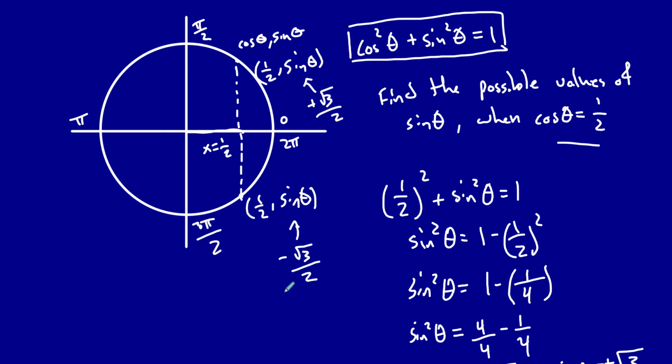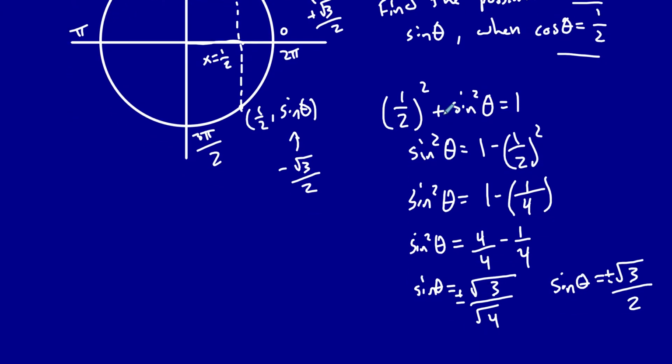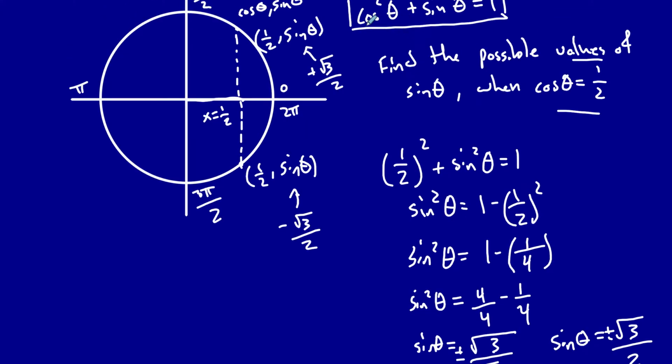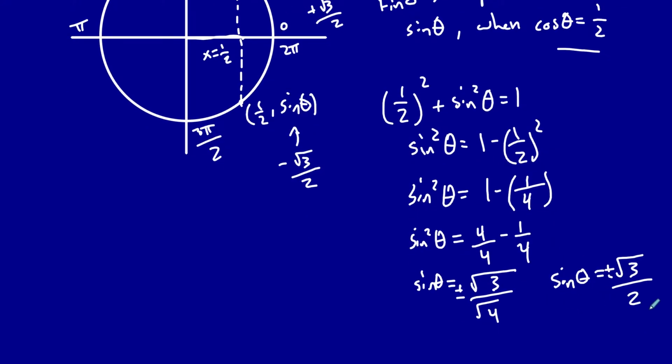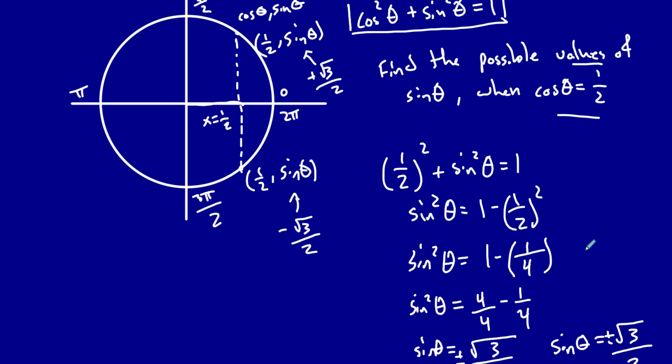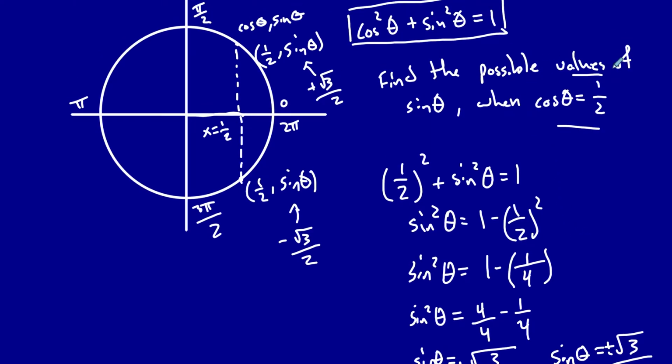So this is really telling us that we're going to have two possible values. Usually these questions will be prompted with find the possible values of sine theta when cos is equal to 1/2. Really it's just plugging it into our original cos squared plus sine squared equals 1 equation and simplifying things all the way down. You will have two answers when it says possible values.